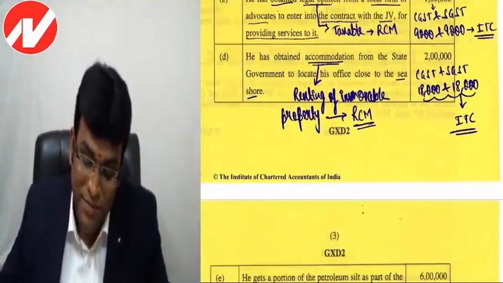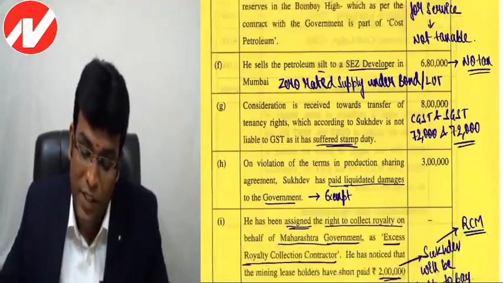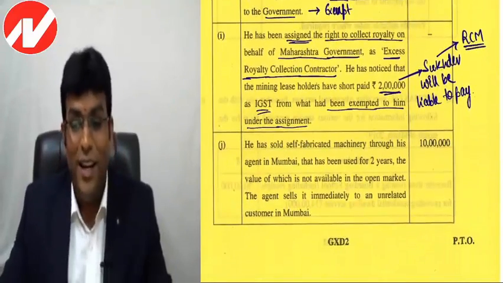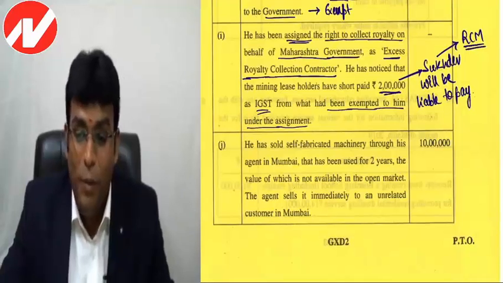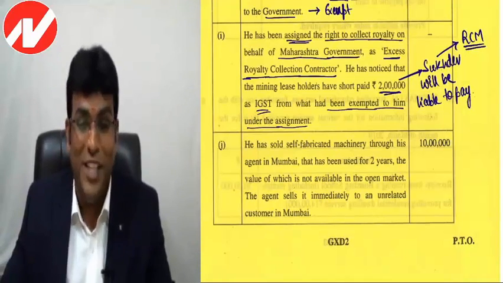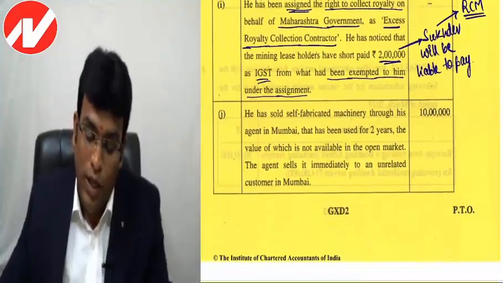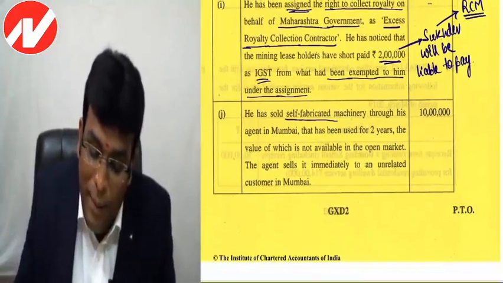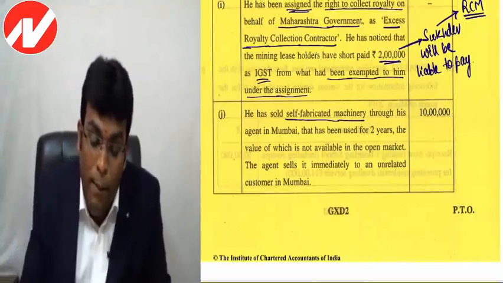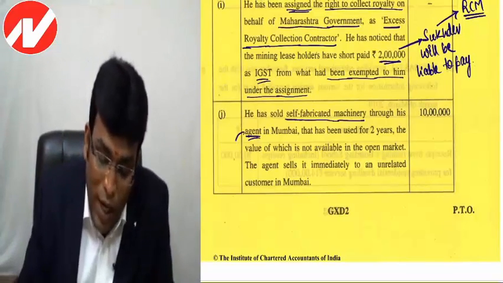Next point. Come on. A very, very interesting question came in the exam, which has a lot of concepts with it. Getting clarity, my dear friends? Any small point can become a question in the exam. No games at all. He has sold self-fabricated machinery, self-made, through his agent in Mumbai. So goods are sold through an agent.